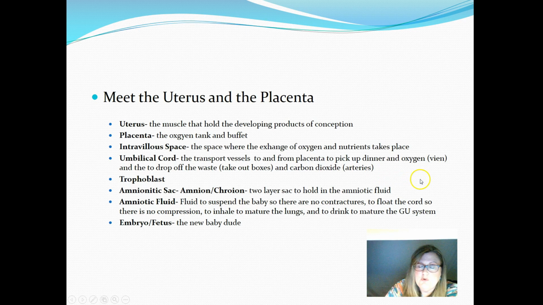The umbilical cord is part of the placenta, and it just delivers. There are two arteries which take away the CO2 and waste, and one vein which delivers the food and the oxygen bar.